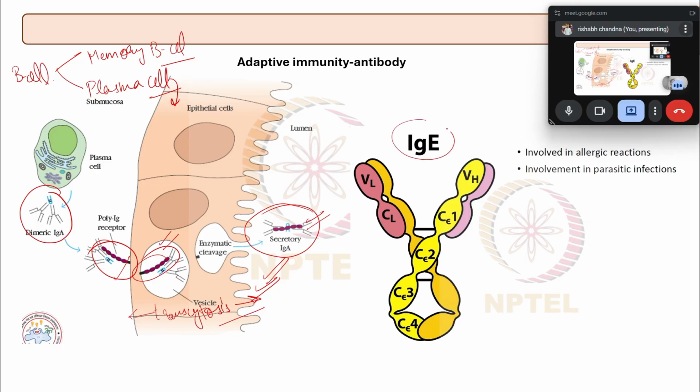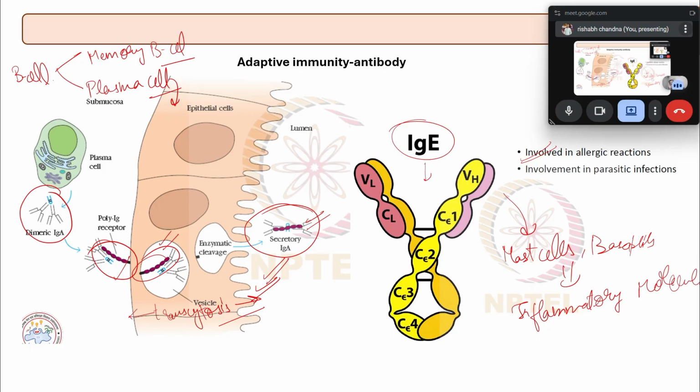Then we have the last class, that is IgE. So this antibody is involved in the allergic reactions, and it is involved in the parasitic infections where it will be released, and it directly targets the parasites, and it directs the mast cells and the basophils to release the inflammatory molecules like histamine and serotonin. That is a key component in the allergic reactions.